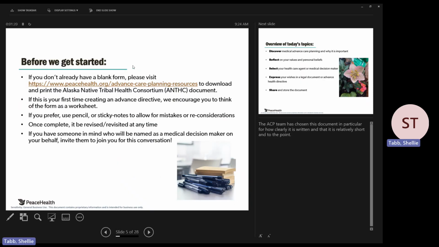Okay, so before we get started, if you don't already have the blank form, please pause this presentation and visit this website at the Alaska Native Tribal Health Consortium, and you can download and print that document. If this is your first time creating an advanced directive, we encourage you to think of this as a worksheet, something that you can edit, something that you can add to. If you prefer, use pencil or sticky notes to allow for mistakes or questions or reconsiderations. And then once it's complete, it's not set in stone. It can be revised and revisited at any time. If you have someone in mind who you want to be named as your medical decision maker on your behalf, please invite them to join you in this conversation.